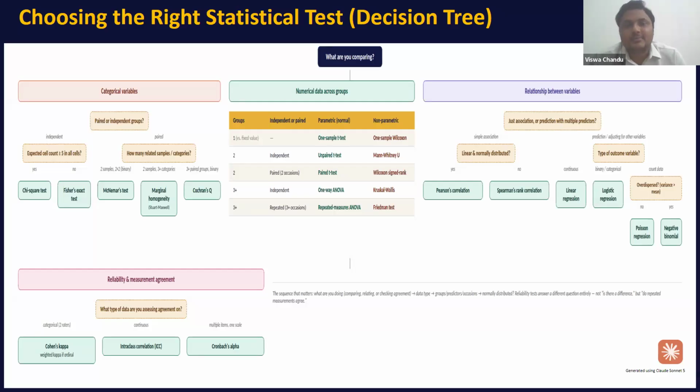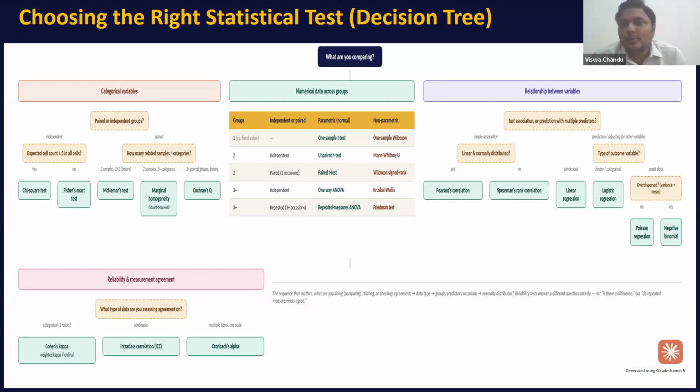If there are 3 categories, 3 levels in the variable, and there are 2 samples, you can go for a Stuart-Maxwell test or a test of marginal homogeneity. And if there are 3 paired groups, but there is binary data, then you have to go for a Cochran's Q test. So in SPSS, it is under the non-parametric tests where you compare proportions.